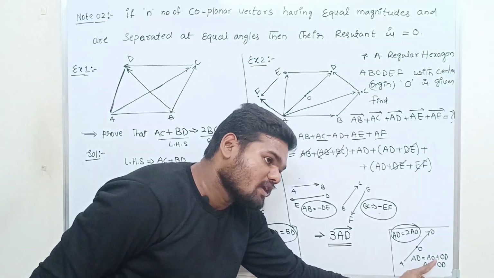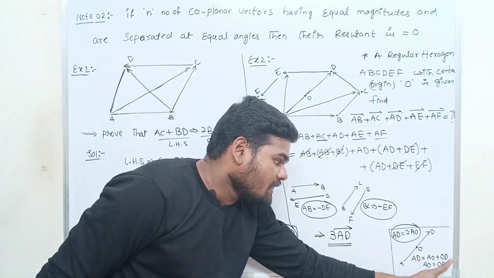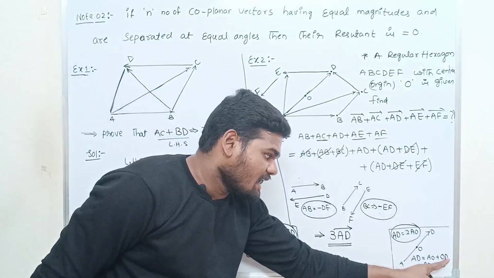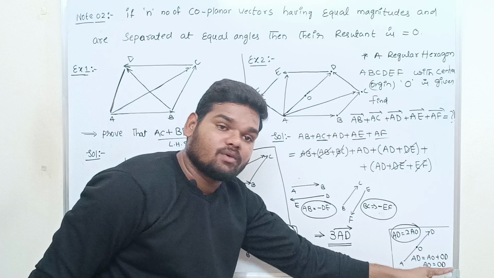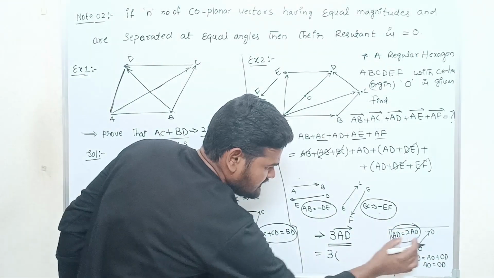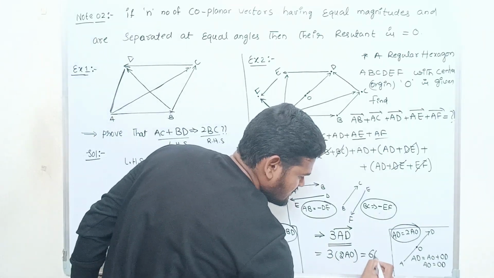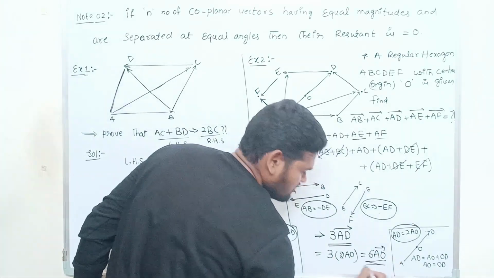AO is nothing but OD, or OD is nothing but AO. I'm just taking OD as AO. AO plus AO is 2AO. So AD is nothing but 2AO. Then we get 3 into AD equals 2 into AO. So 2 threes are 6AO. This is also your answer.